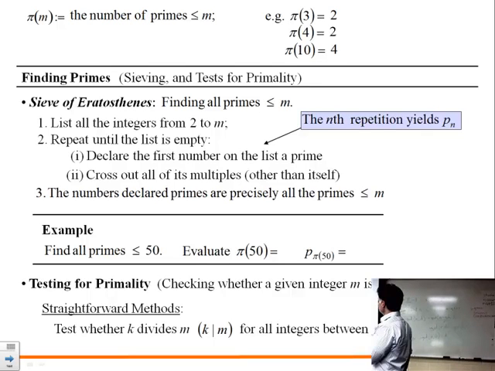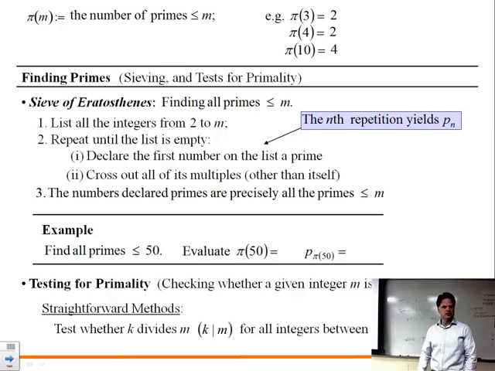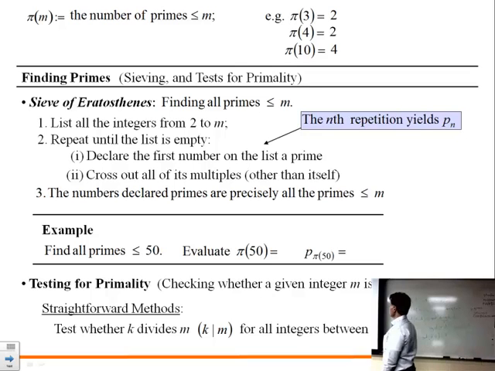So pi of 3 is 2, because 2 and 3. Pi of 4 is also 2, because you're still only counting 2 and 3. Pi of 10 is 4, because you've got 2, 3, 5, and 7. 4 primes up to 10. Okay.